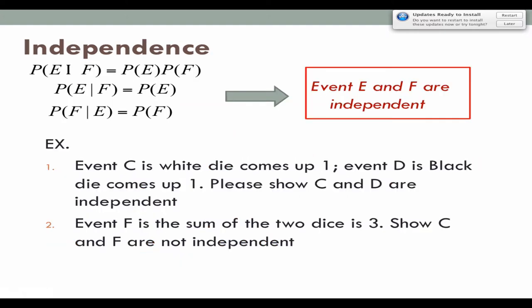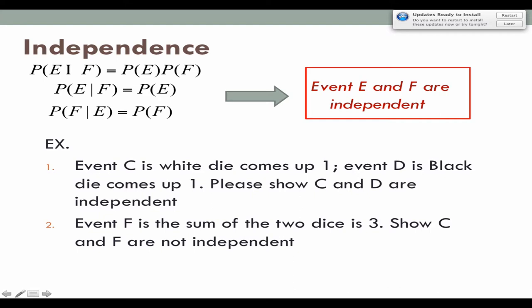This is the multiplication rule. We're going to use those rules to do more complicated calculations later. Sometimes we need to check whether two events are independent or not. How to check whether two events are independent? We need to show that if any of those equations stays true, then events E and F are independent. Either, if you can show that the probability of E intersect F equals the probability of E multiplied by the probability of F, then E and F are independent. Here is the example.